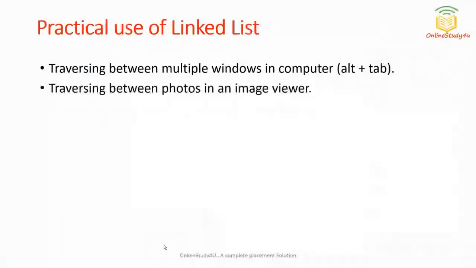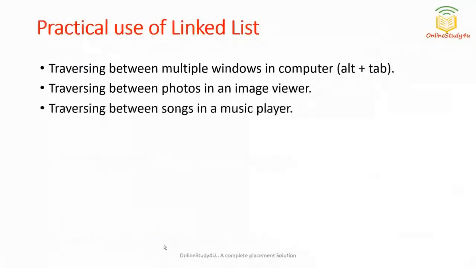Now next example is traversing between photos in an image viewer. If you use an image viewer on your mobile or your laptop, you can traverse between photos in forward and backward direction. Same thing, you can traverse between songs in a music player. You can go to the next song, you can go to the previous song.